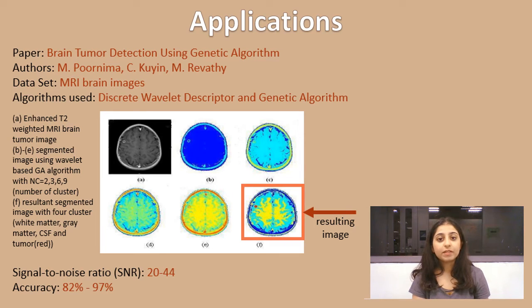The discrete wavelet descriptor is initially used for enhancement of these images, followed by the application of GA to detect tumor pixels. The resulting image is a segmented image with 4 clusters: white matter, gray matter, CSF, and red colored tumor. The proposed algorithm achieved signal-to-noise ratio or SNR from 20 to 44 and segmentation accuracy from 89% to 97% of detected tumor pixels based on ground truth.